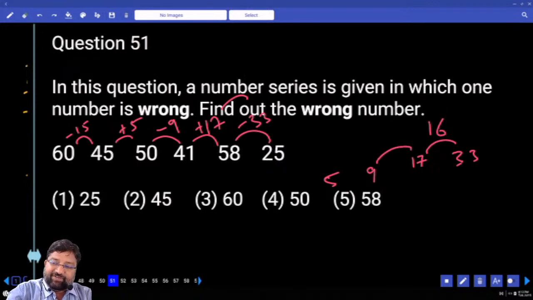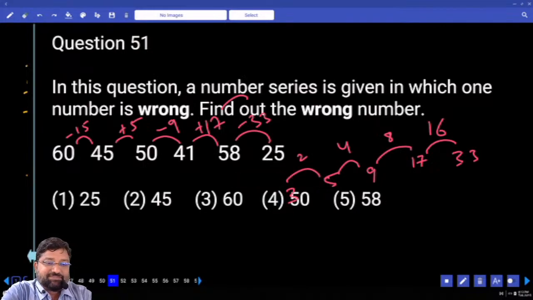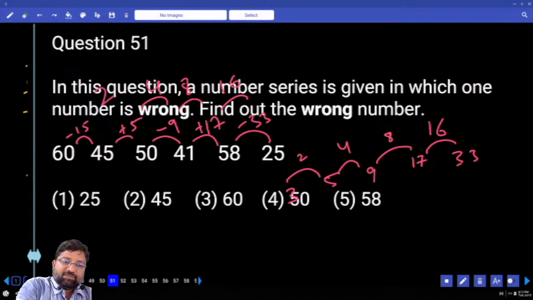9 and 17 difference is 8. 5 and 9 difference is 4. What should be the difference here? 2. 2 అంతే కదా? మాట్లాడండి అమ్మా. అప్పుడు ఇక్కడ ఏం రావాలి? 3. యాక్చువల్గా అక్కడ ఉన్న నెంబర్ ఏంటిది? ఇక్కడ రావాల్సిన నెంబర్ 3 కదా. అంటే అప్పుడు ఏంది పద్ధతి? 60 రాంగ్ అనుకోవాలా, 45 రాంగ్ అనుకోవాలా?